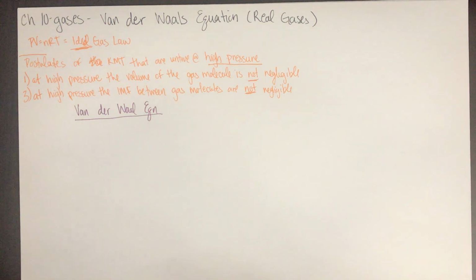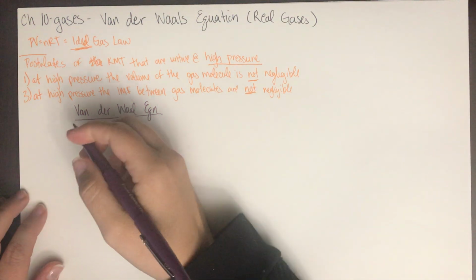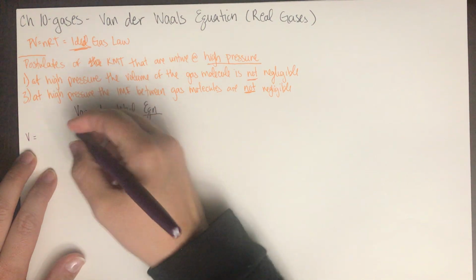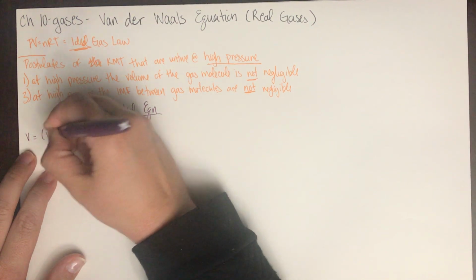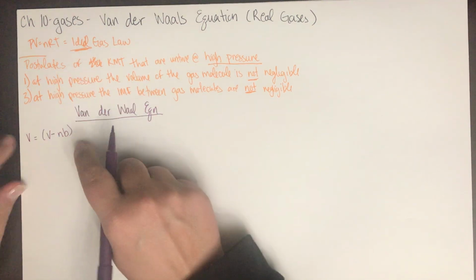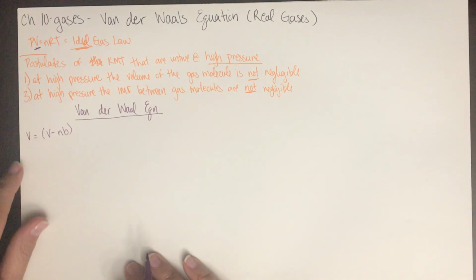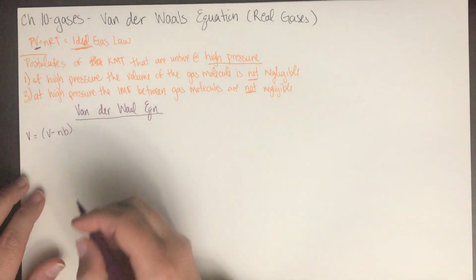So here's the van der Waals equation. Before I write it out, I want to tell you what is going to change. To adjust, we are going to change 2 of the terms. The V term is now going to become V minus nB. The V in my ideal gas law is now V minus nB. I'll tell you what B is in a second.